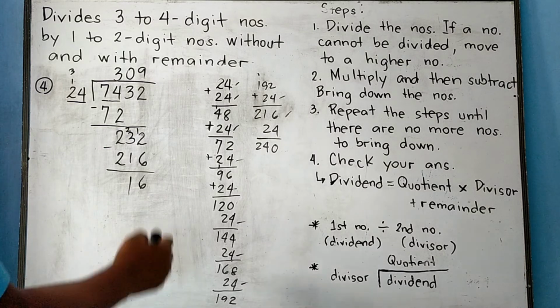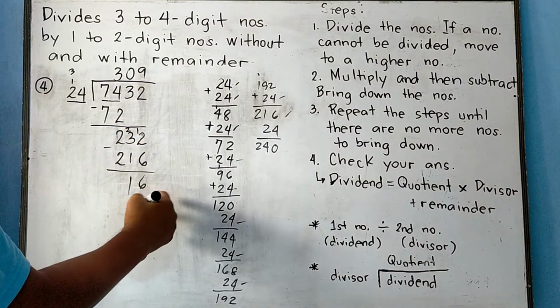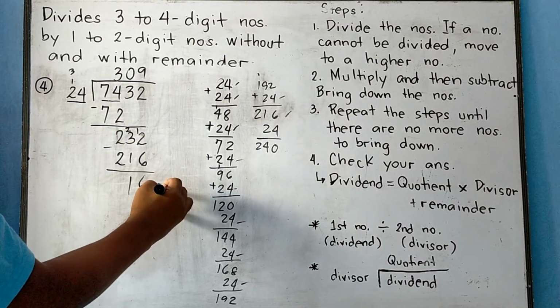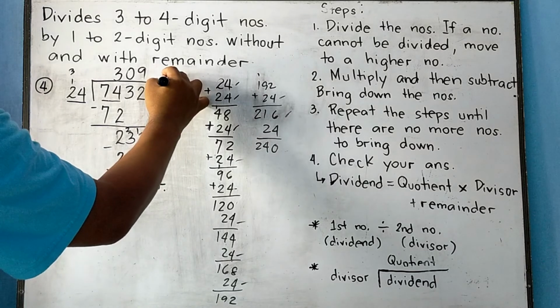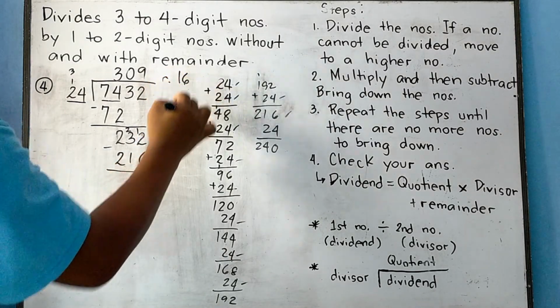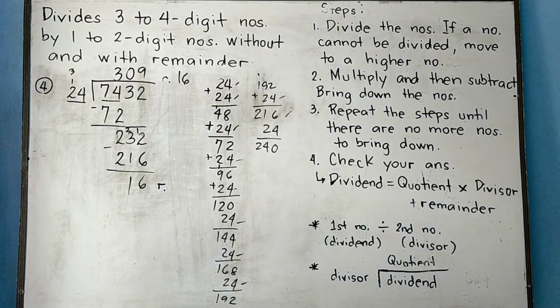Meaning to say, we have nothing more to bring down. So 16 here is our remainder. Therefore, our quotient is 309, remainder 16. Okay? So that's it. Ayos.